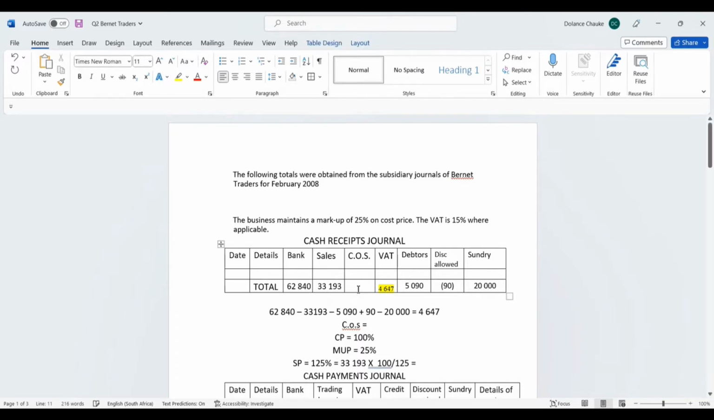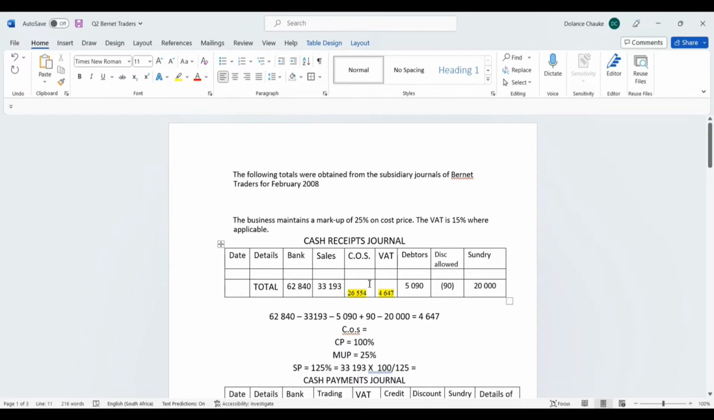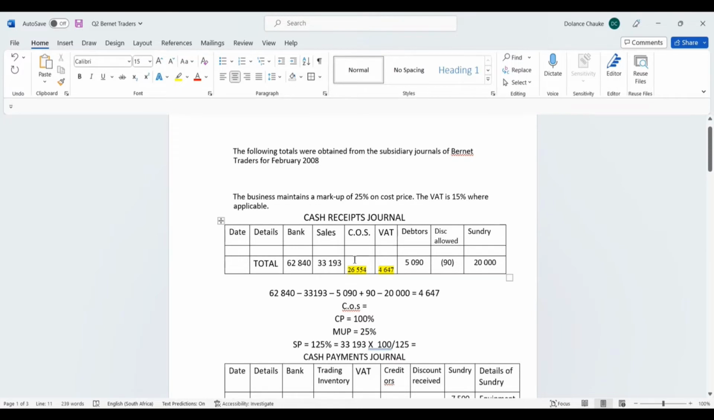Yes, I can hear. He's saying it's 26,554, right? Yes, that's correct. I'll highlight it in yellow there. Correct. And then we're done with the two.